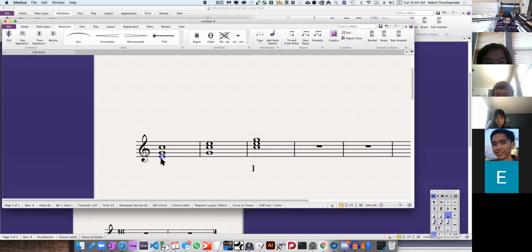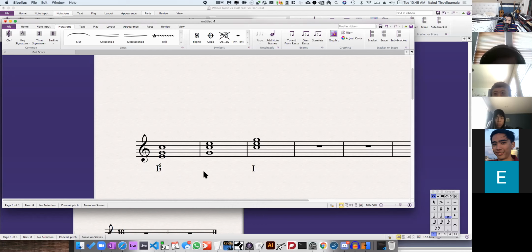And remember, if you want to write this with figures, basically what you would write in first inversion is something like this, 6, 3, if you want it to be explicit, right? Because the outside interval is a sixth and the inside interval is a third, right? So you could say 6, 3.